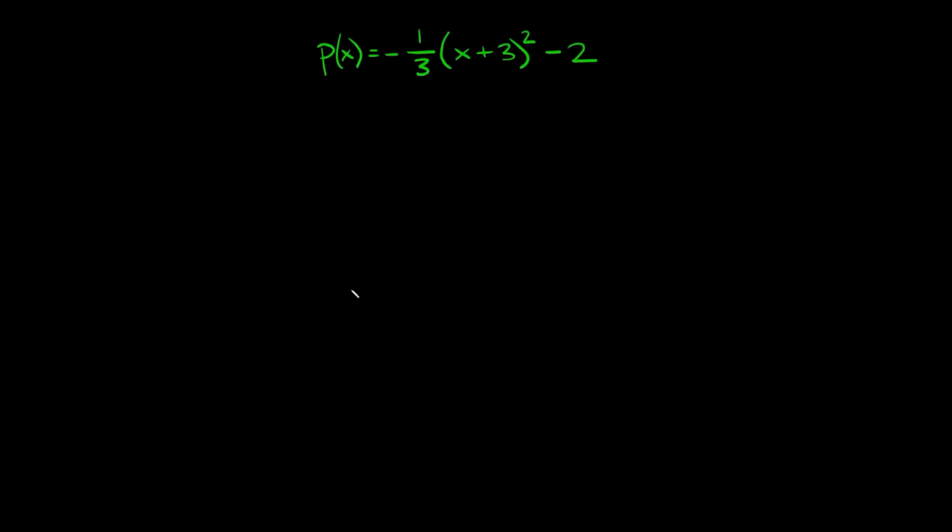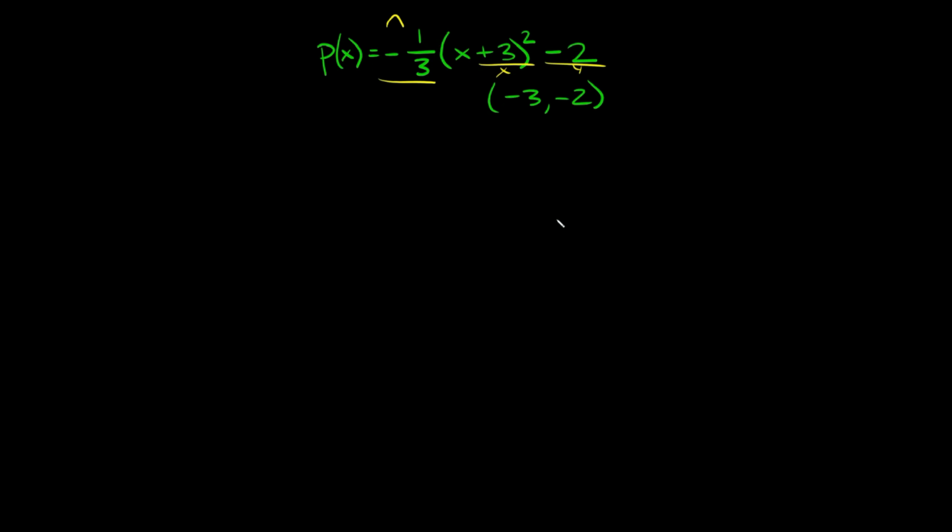Let's try one more. All right, so here we have p of x equals negative 1/3 times (x + 3) squared minus 2. Here you can see we have a negative a number, so that means our parabola is going to open down. And then to find the vertex, again, we just need to look at h and k, right? So this is x and this is y. But remember, you want to take the opposite sign for your x, okay? So for the vertex, our x is going to be negative 3. And then for our y, you just keep it the same, it's negative 2.